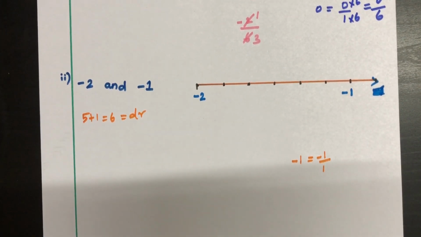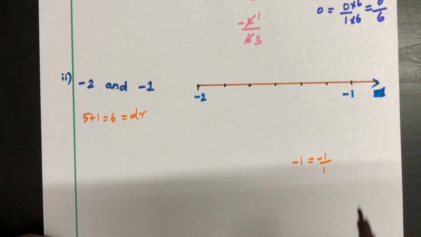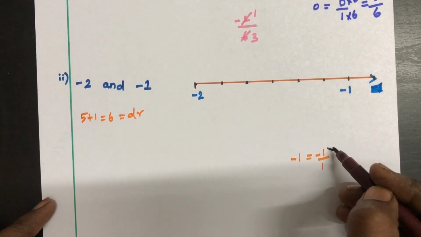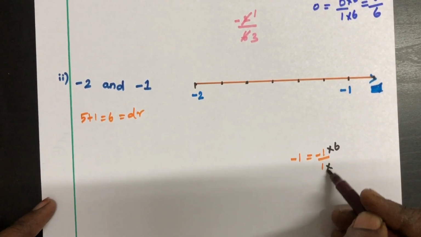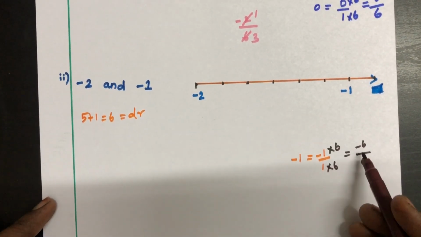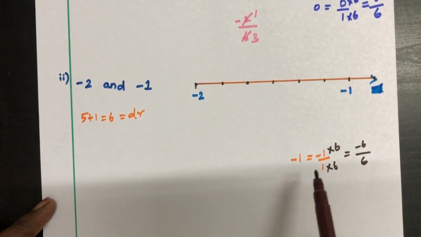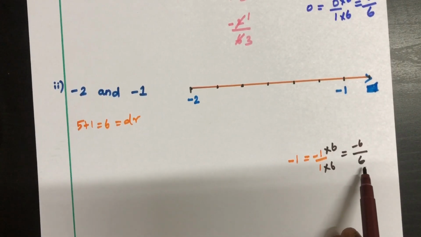What I am going to do now is I want 6 in the denominator. So for that, what I need to do? Just multiply 6 in the numerator, in the denominator also. This is minus 6 by 6. Minus 6 by 6 is again minus 1 also. There is nothing wrong in showing minus 1 as minus 6 by 6.